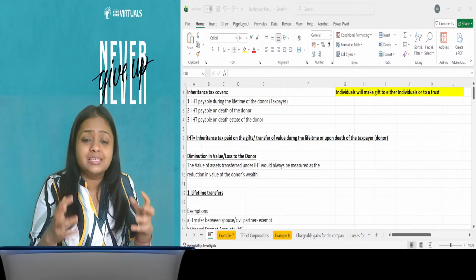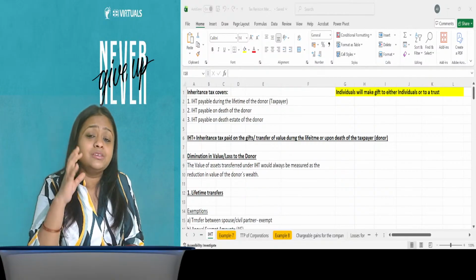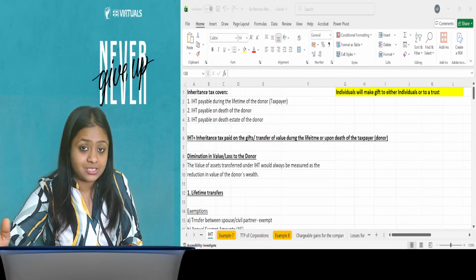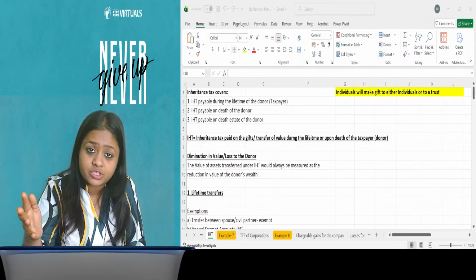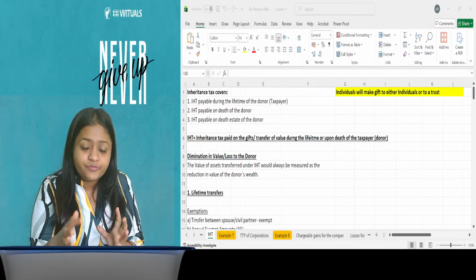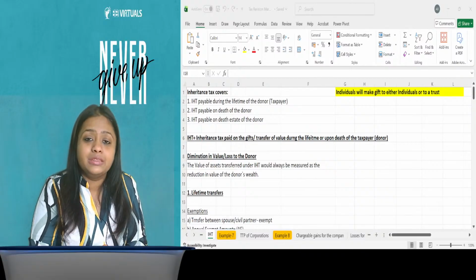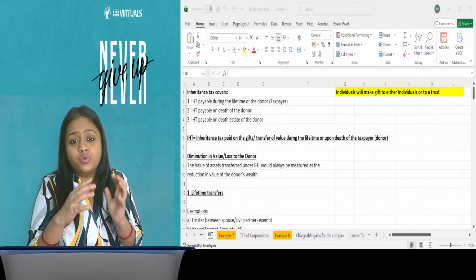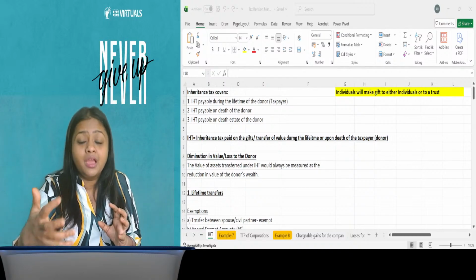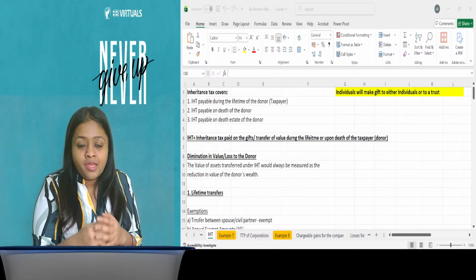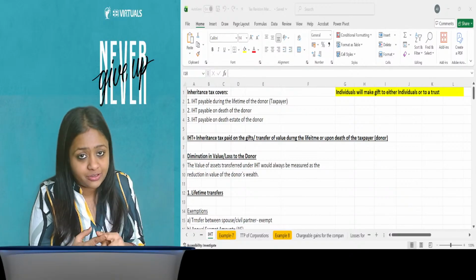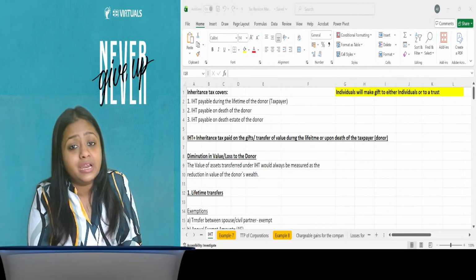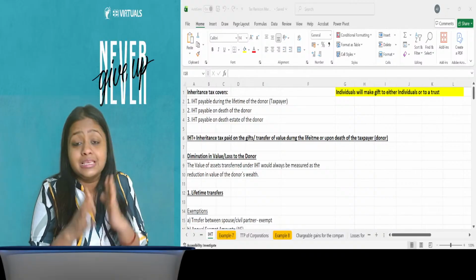Inheritance tax is a tax that is applicable when a person gifts out of love and affection to another person or to a trust. Only these 2 categories, to another individual or to a trust. And if these gifts are made during lifetime, then we have 2 taxes applicable. One is a lifetime tax, that is when during the lifetime a donor is transferring the asset to the donee. So during the lifetime we'll have lifetime tax calculated.